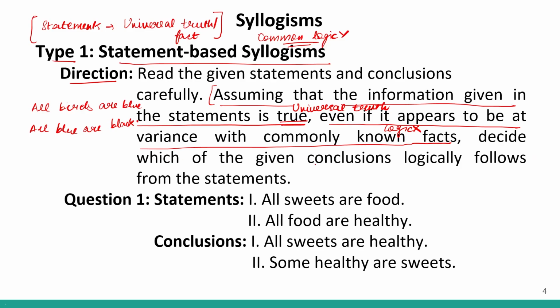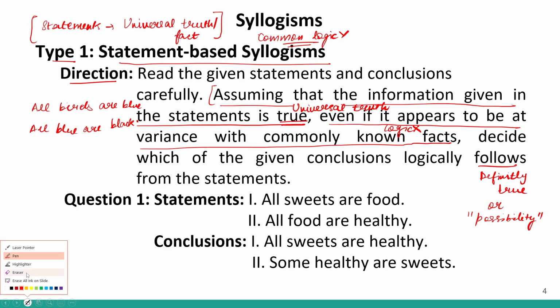And then we have to decide which of the following given conclusions logically follows. Logically follows means which of the following conclusions are definitely true. So we take either the conclusions that are definitely true or correct, or the conclusions which state that there is a possibility. This we have already discussed in the previous lecture. If the word possibility is written and it is a possibility, then it is correct. Or if it is definitely true, it is correct. In these two situations, the conclusion logically follows from the statement. So after absorbing this much information, we can move forward to the question.